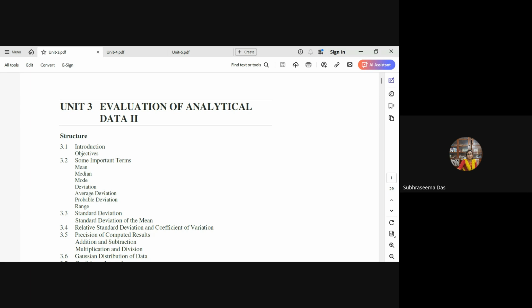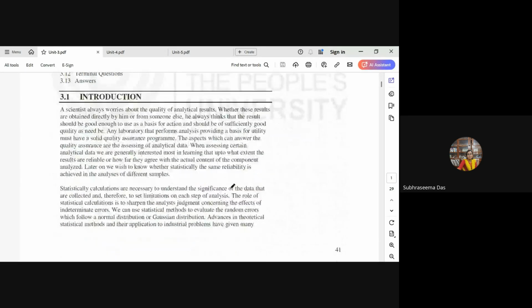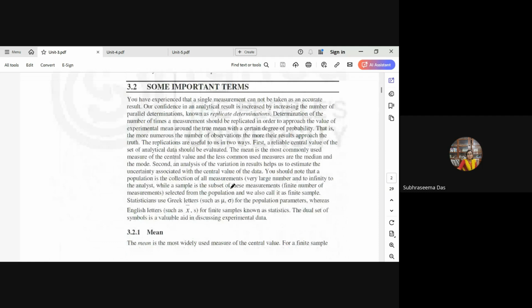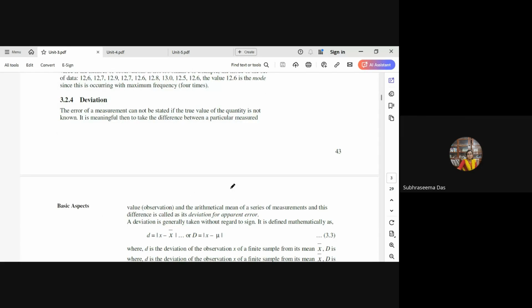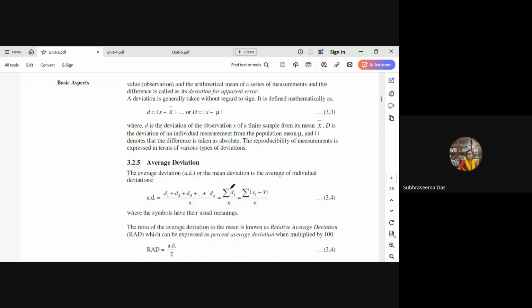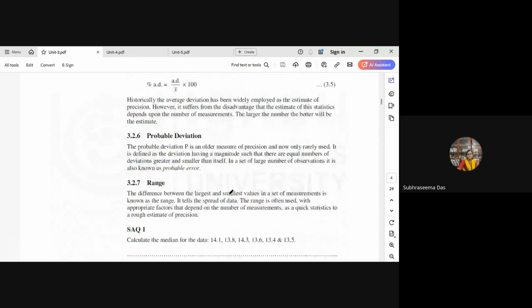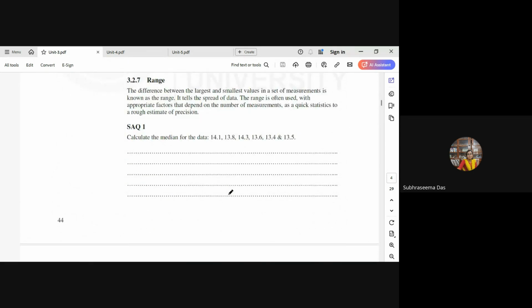So today we'll start with the section from where we left yesterday. Yesterday we were talking about the evaluation of analytical data, and we had discussed the concepts of mean, median, mode that you might be remembering. We had also talked about deviation, the apparent error, which we call the average deviation, the probable deviation.